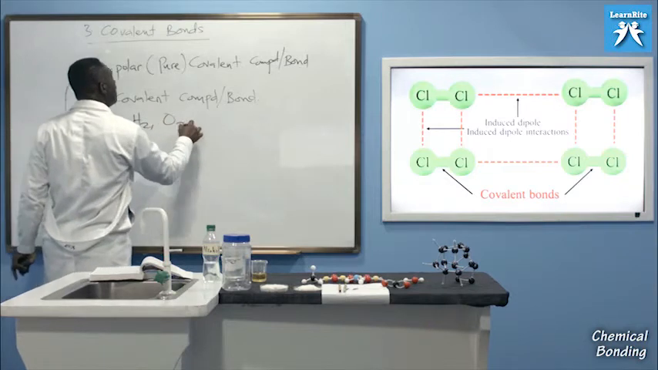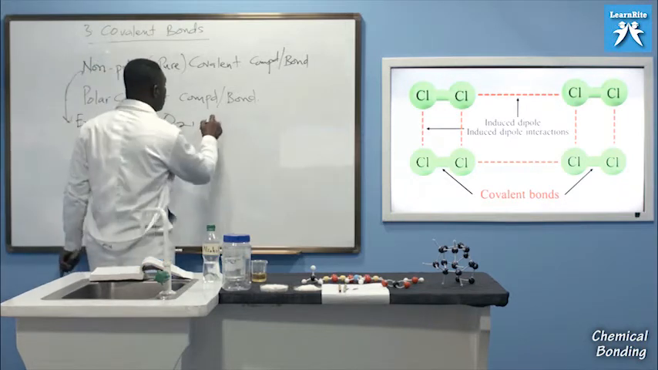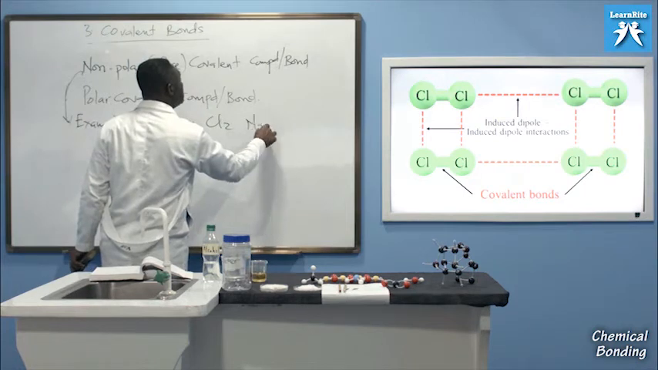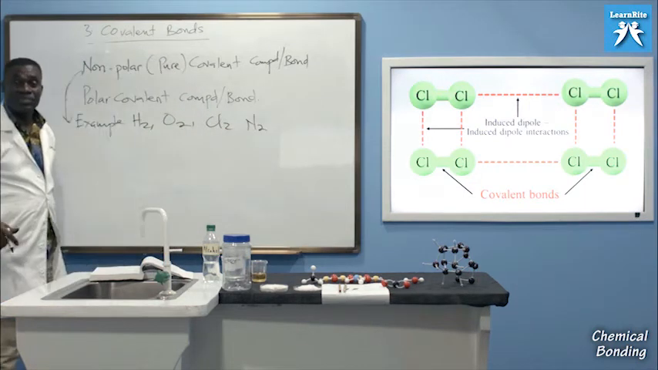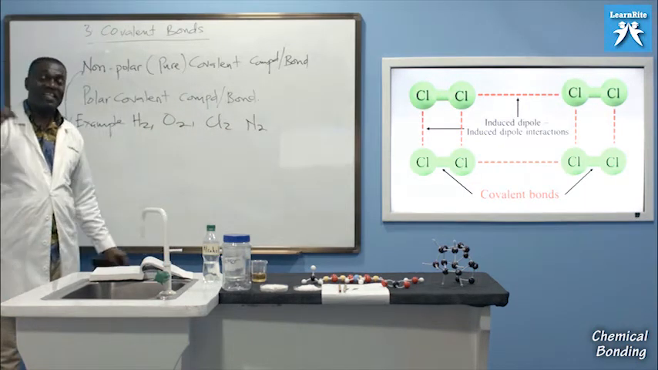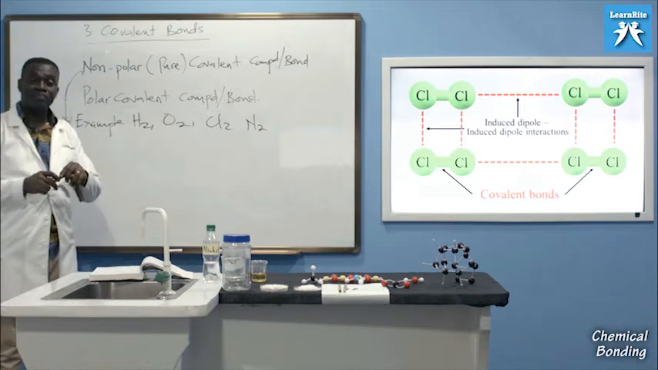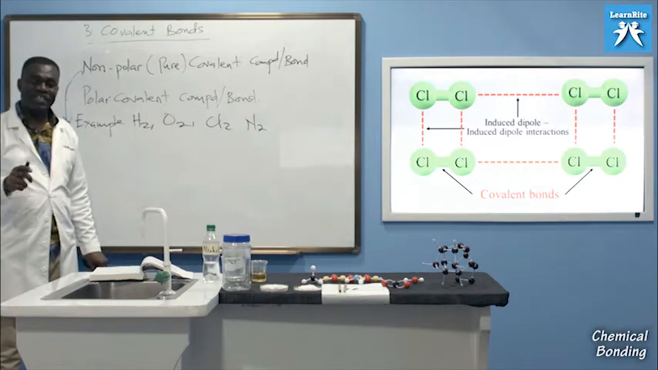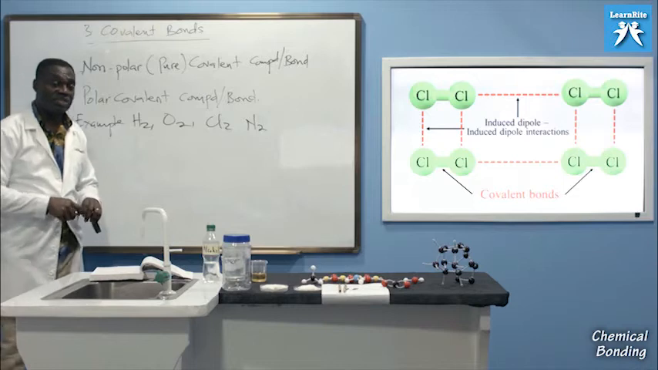Hydrogen, oxygen, chlorine, nitrogen. In all these, when they form bonds, ideally the atoms will be said to be equally shared. The electrons will be said to be equally shared between the two atoms.